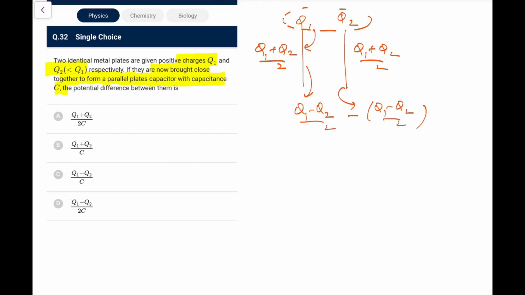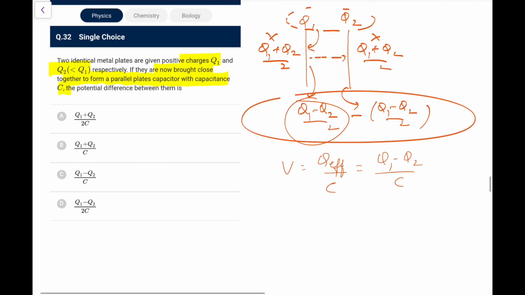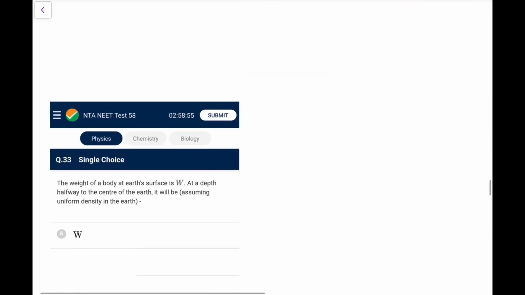Now the electric field in the in-between region will not be because of these two, because these two will cancel out. The field is only because of these. So the effective charge of the capacitor is now Q1 minus Q2 by 2. So you can directly write the potential difference as the effective Q of the capacitor by C, that is Q1 minus Q2 by 2C. So go for option D. It's a general question you must have done. The question is very good, but generally we do some sort of such things in our practice. Next, the weight of the body at the earth's surface is W, at a depth halfway to the center.